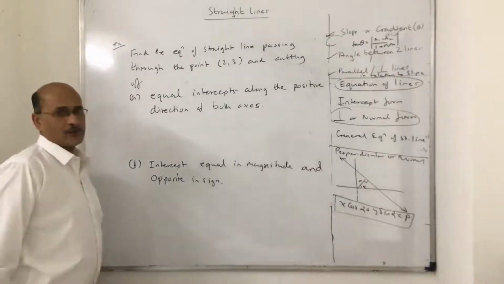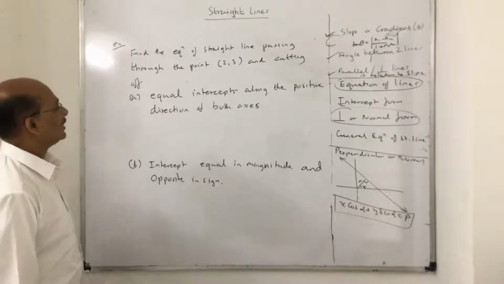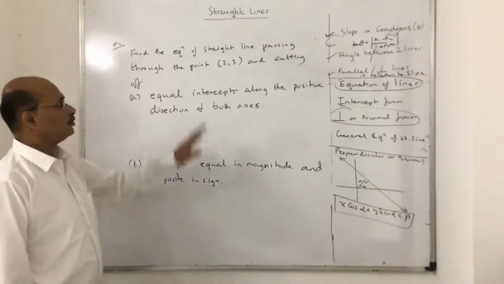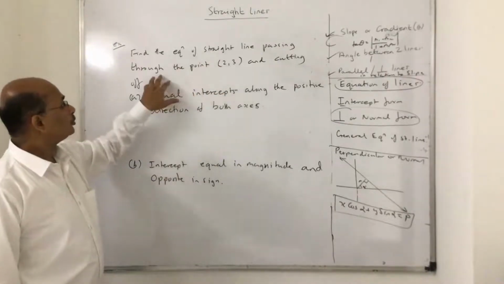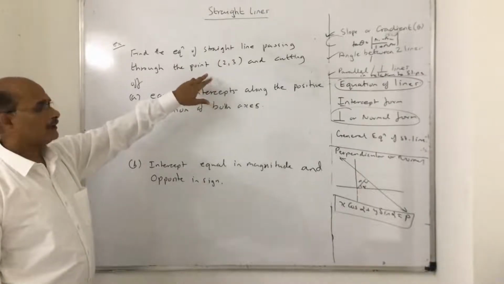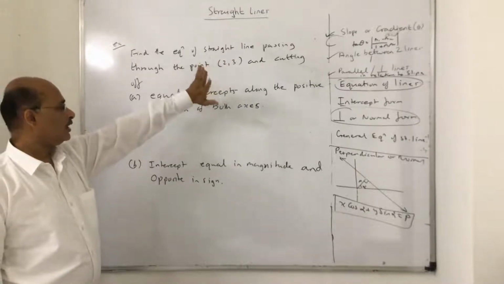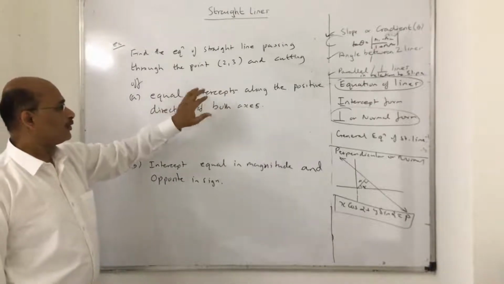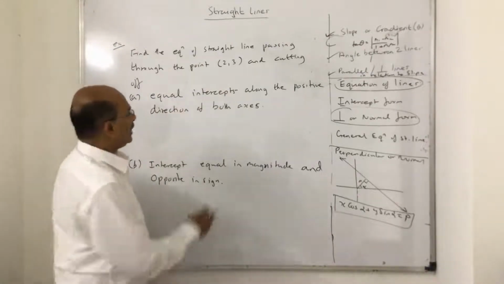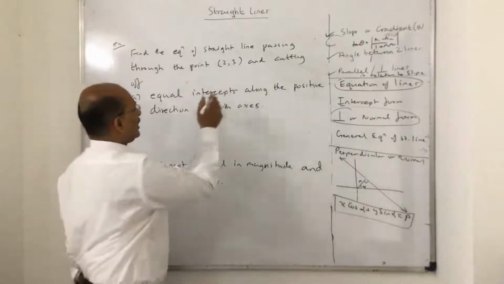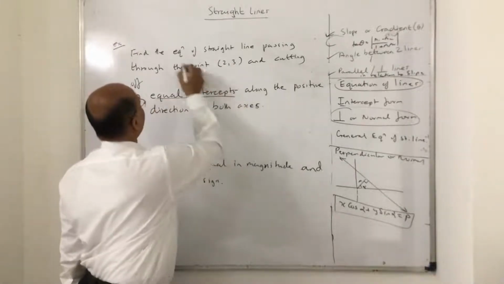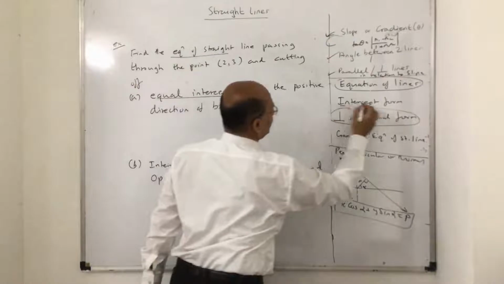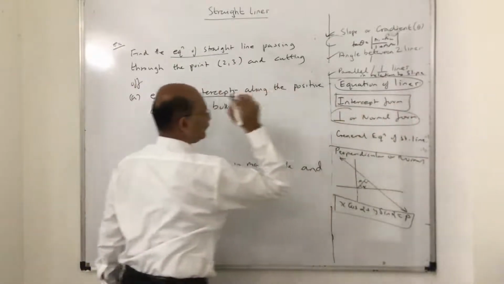Okay, children, the next question coming up on the screen here. Find the equation of a straight line, no doubt about it, passing through the point 2, 3. So I can definitely take x1, y1 as 2, 3, no problem. And cutting off equal intercept. So when you see the word intercept and they are asking the equation of a straight line, I reach for the intercept form.